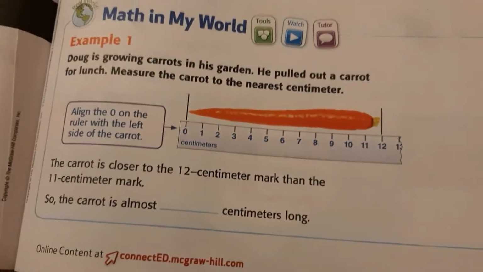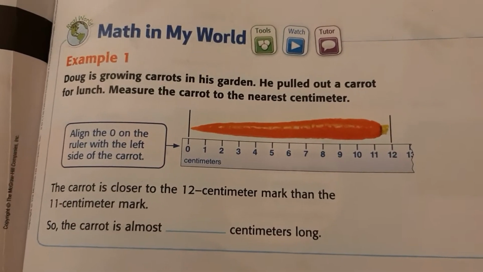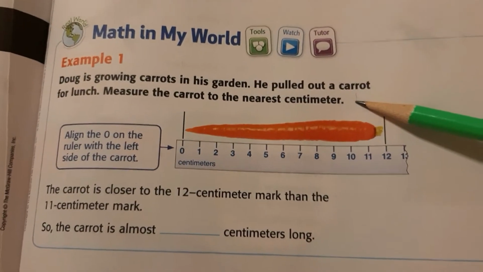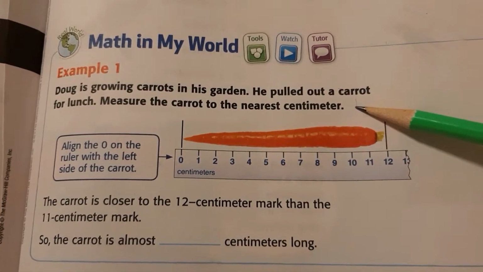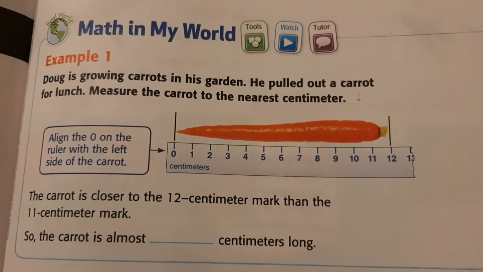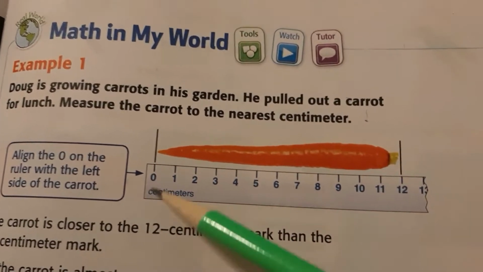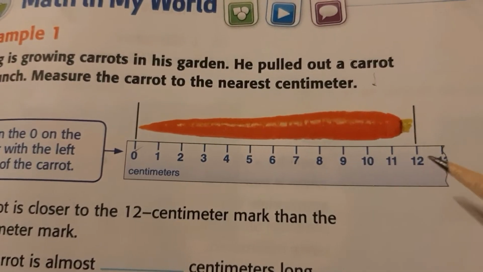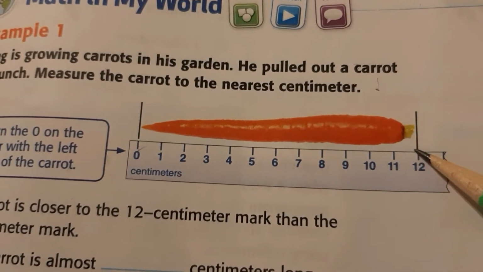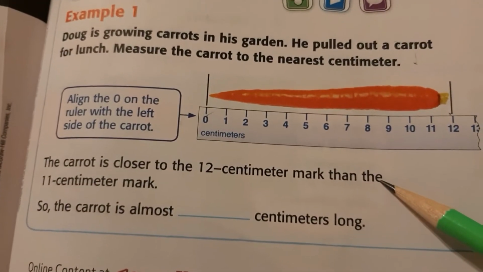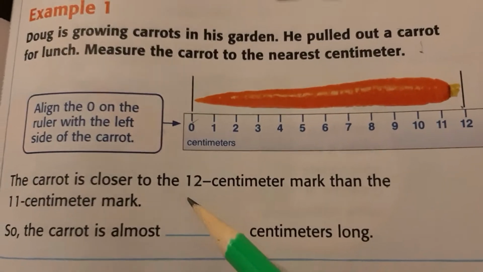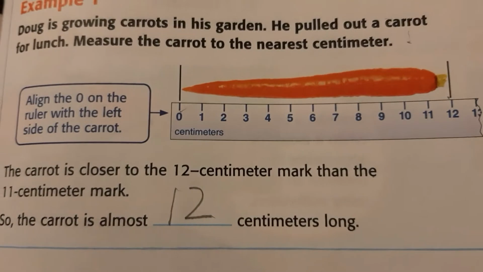So if we're going to measure something, you get your ruler, and it says, Doug is growing carrots in his garden. He pulled out a carrot for lunch. Measure the carrot to the nearest centimeter. Now you measure just like we did with inches. You line it up to the 0. You go to see how far it is. It's the closest to the 12. The carrot is closer to the 12 centimeter mark than the 11 centimeter mark. So the carrot is almost 12 centimeters long.